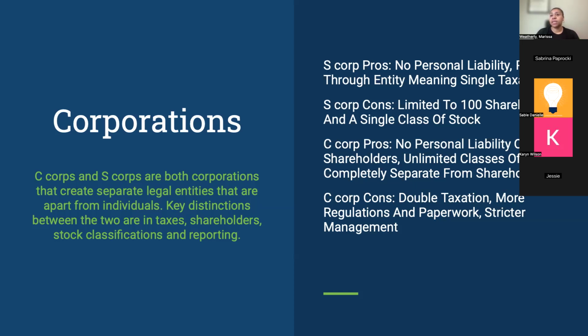So now C Corps. There's no personal liability on the shareholders. You have unlimited classes of stock and it's completely separate from the shareholders. But the issue with C Corps is you have double taxation. That means you're getting taxed as a corporation, the company itself, and then it still passes through to the owners and the employees. Also, more regulations, more paperwork, and strict management.